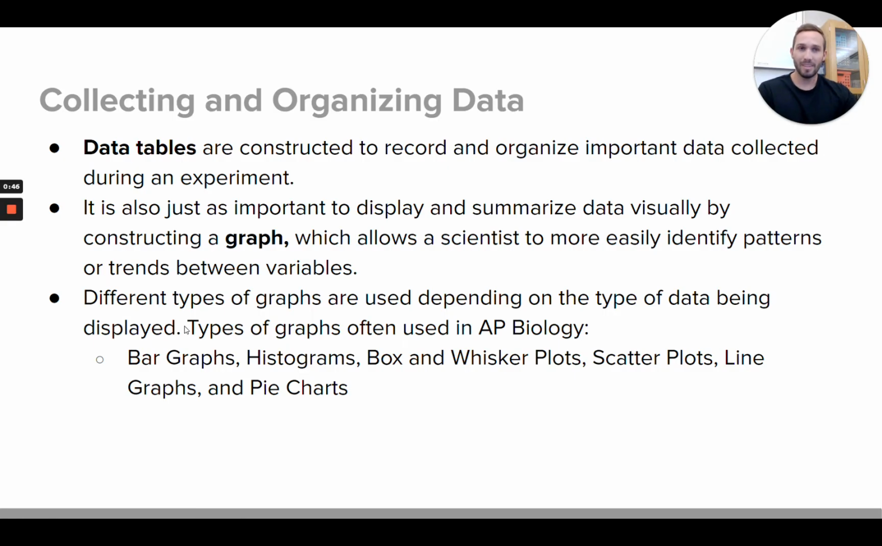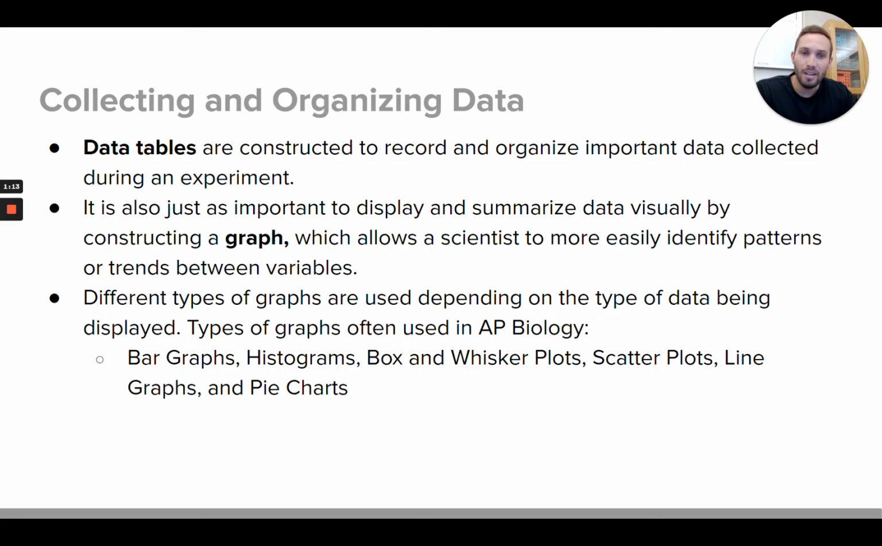And so in science, I'm sure you're familiar with the fact that when we do experiments and we collect data, you might not be surprised to know that we show that data using data tables, and then visually display that data oftentimes using graphs, which allows us to more easily see patterns or trends that are occurring in the data that we collected and the variables that we were testing.